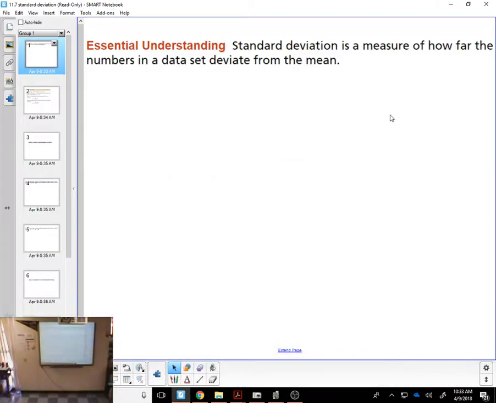All right, so here's what we're doing today. We've got standard deviation. Now, standard deviation is really not difficult. It's more annoying than anything because of all the steps. Okay? But I will walk you through that.